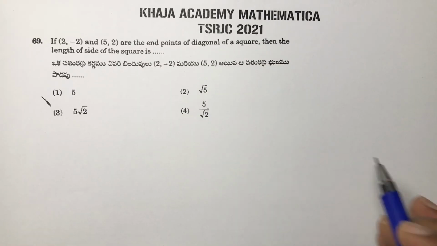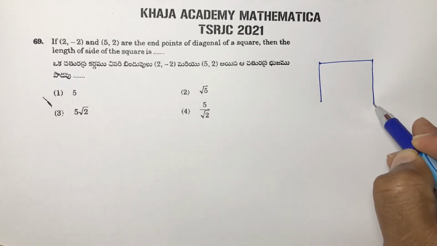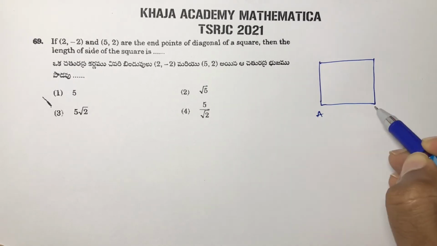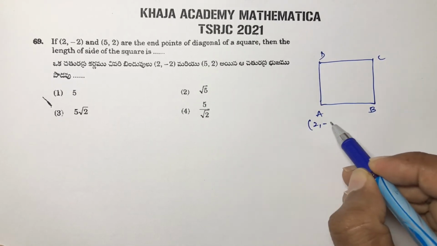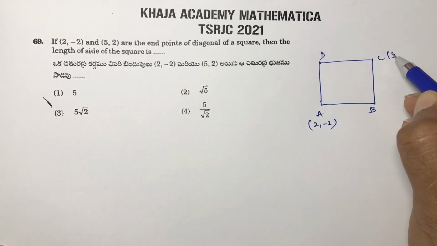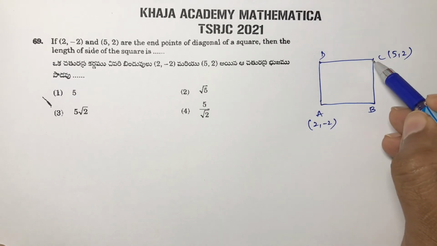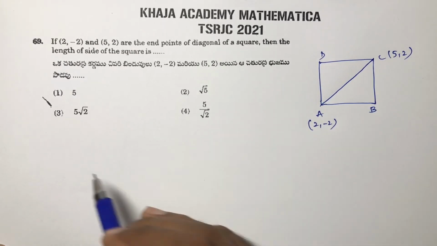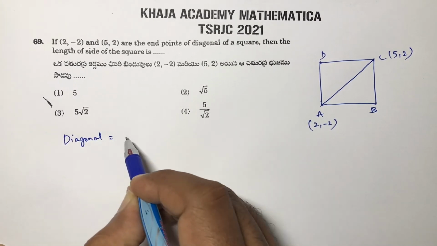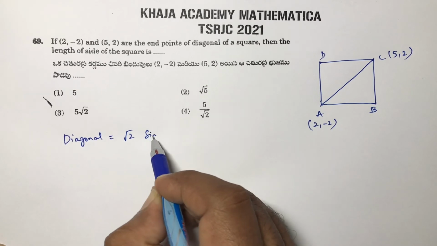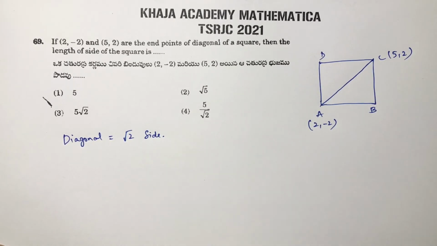If (2, minus 2) and (5, 2) are the endpoints of the diagonal of a square. So this is A, B, C, D. Endpoints means 2 comma minus 2 and this is 5 comma 2. They are asking for the side of the square. So what I'll do, I'll find the diagonal, and we know that the diagonal is root 2 times the side. So first I'll find the diagonal distance. From here I'll get the side.